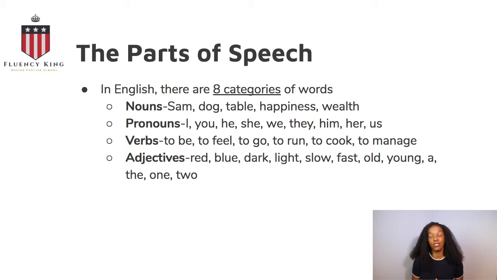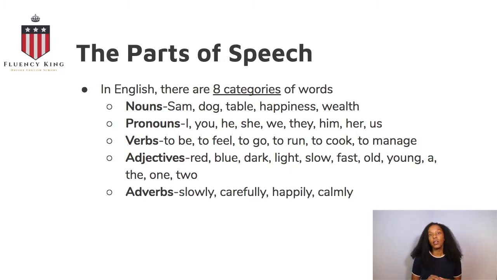Adjectives are words that describe nouns. Things like blue. The sky is blue. Blue describes what type of sky we have. I am happy. Happy describes how I'm feeling. It's a type of adjective that describes me.